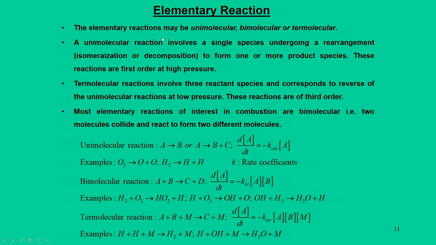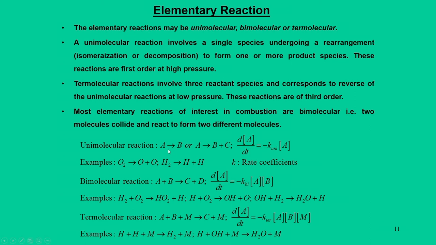Now, looking at the elementary reactions, they can be unimolecular, bimolecular, or termolecular. A unimolecular reaction involves a single species undergoing a rearrangement. This rearrangement means chemical structure changes or decompositions, and these structural changes we call isomerization or decompositions, and so they form products, and these are reactions of first order at high pressures.